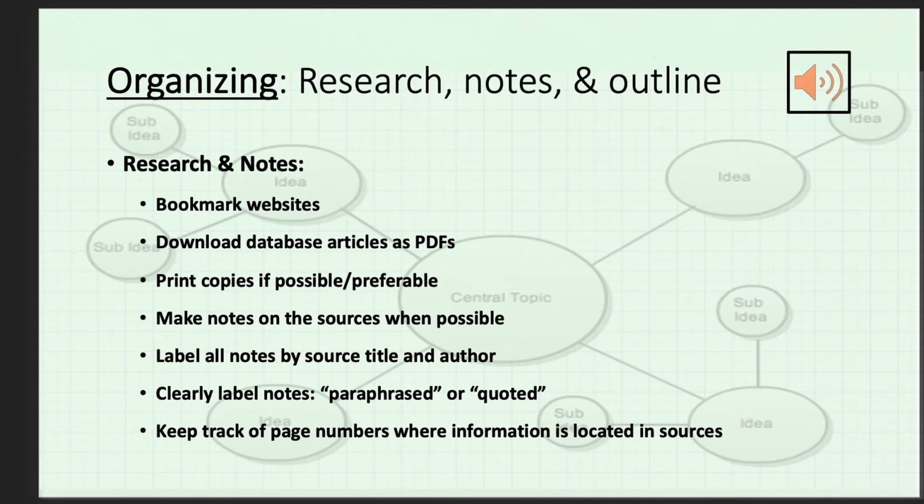But when you're organizing your papers, it's a good idea to bookmark websites you're going to use. If you're using database articles from Lee Library or another online library, it's good to save those as PDFs. Write down when you visited the site. You'll need that for your works cited list. If you have the ability and if you want to do so, I like to print copies of the articles I'm using, and then I like to annotate them myself with old-fashioned pen and paper.